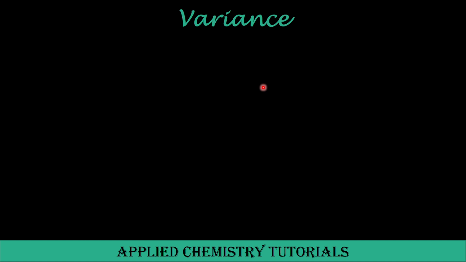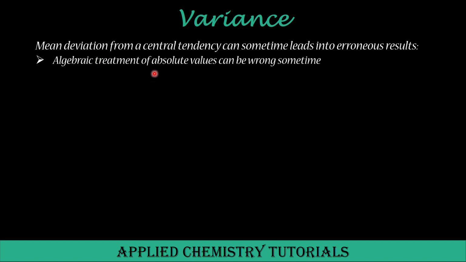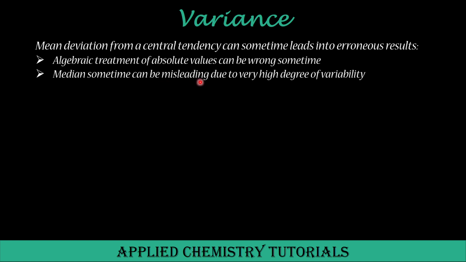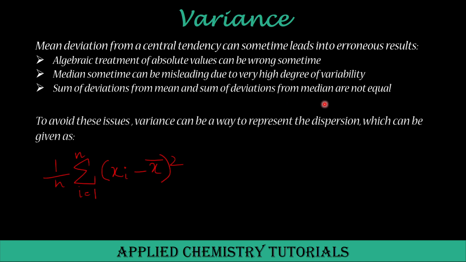Now let us talk about variance. Mean deviation from a central tendency can sometimes lead to erroneous results, because algebraic treatment of absolute values can be wrong sometimes. The median sometimes can be misleading due to a very high degree of variability. So mean deviation about median would be unscientific. Also, the sum of deviation from mean and the sum of deviation from median are not equal, so that is also unscientific as well.